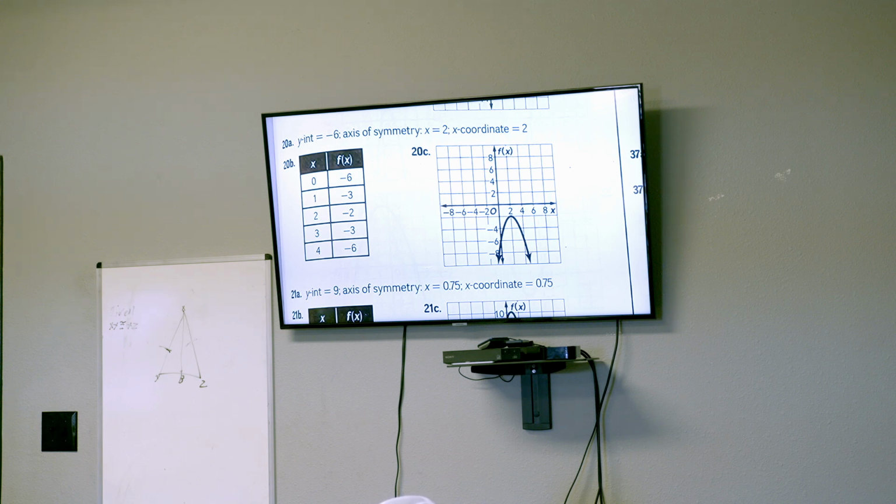Number 30 has a maximum at 55. Domain is all real numbers. The range is from negative infinity to 55, including 55. Number 32A is 800. Number 32B is $24,000. So, what questions do we have on those?